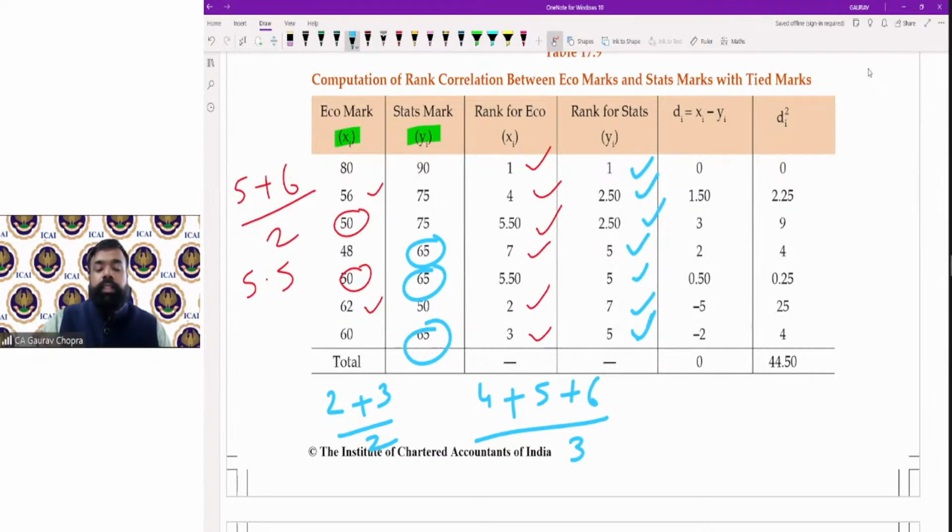Now next is difference. Now difference of what will we find? Of X and Y. So difference of ranks: 0. Then 4 minus 2.5 is 1.5. 3, 2.5, -5 and -2. Now this total is always equal to 0. Your total has come to 0 again.